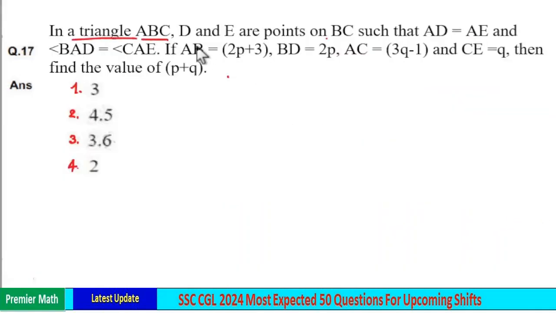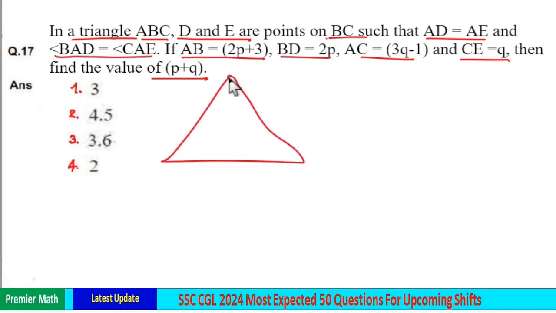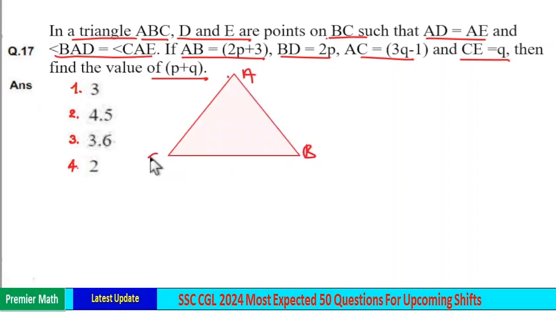In a triangle ABC, D and E are points on BC such that AD equal to AE, BAD is CAE, and AB equal to 2P plus 3, BD is 2P, and AC is 3Q minus 1, CE is Q. Then find the value of P plus Q. Here, this is the triangle ABC.